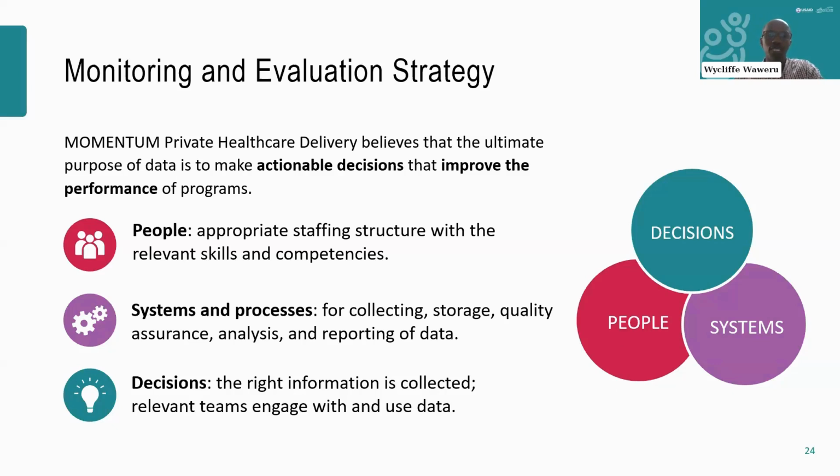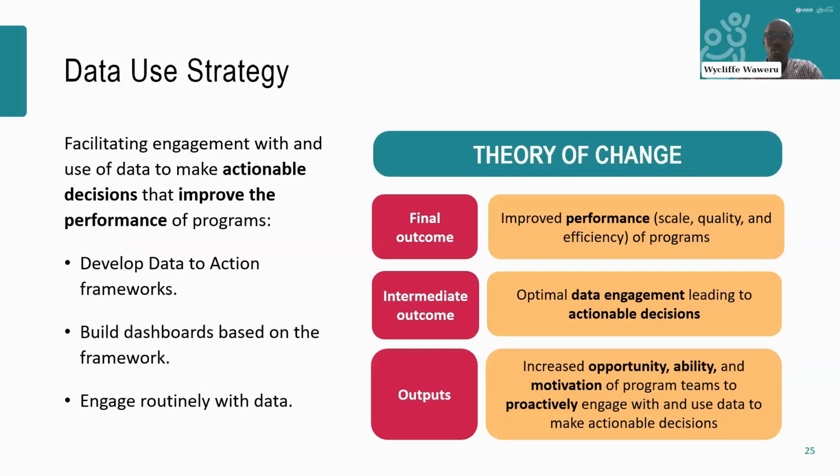And so as part of this process, on the right side, we developed a theory of change that governs how we approach data. At the very top, the outcome that we're looking for is improving the performance of the program. So the scale, in terms of both geographical spread and the number of people who can benefit from the program. Looking at the quality of delivery, either of services or the program itself. And then the third is looking at efficiency and saying, are there places where we can begin to have cost efficiencies or reduce wastage through the entire program?